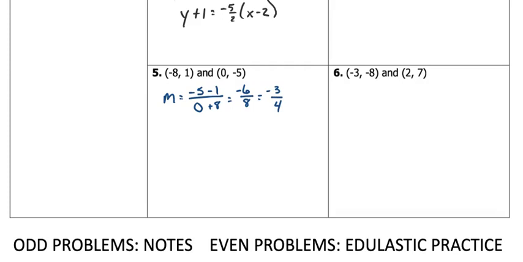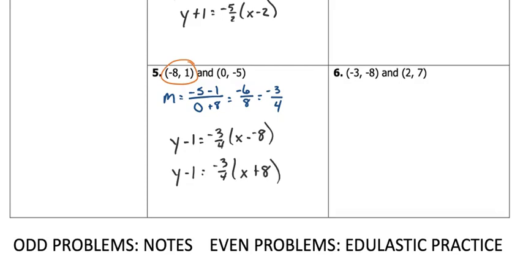On this one, we'll go ahead and use the first coordinate, and we'll write it out. I've got y minus 1 equals negative 3/4. In parentheses, I'll have x minus negative 8. I will simplify that down, so y minus 1 equals negative 3/4. And in parentheses, I would have x plus 8.